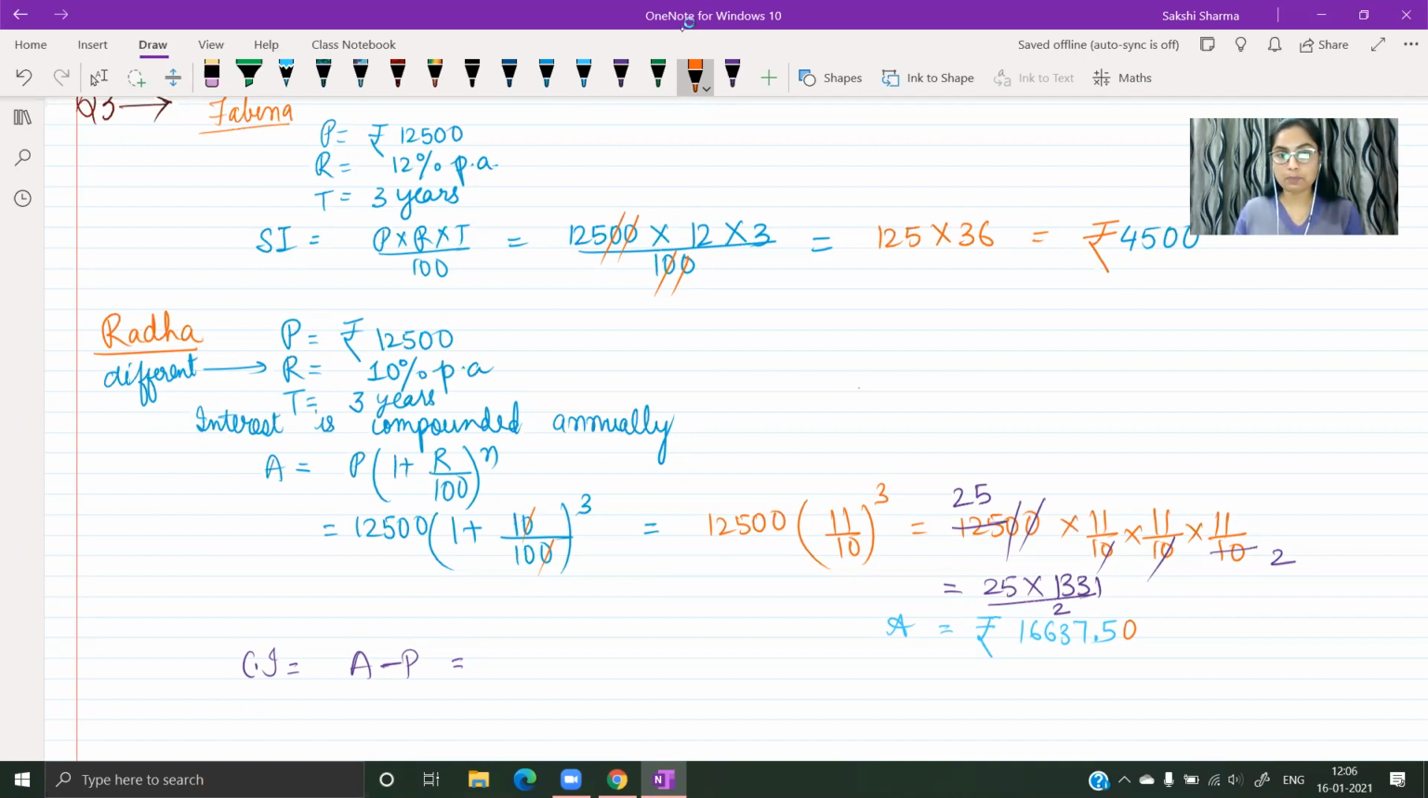Now find out the compound interest. The amount is 16637.50. From this, subtract the principal, 12500, writing it as a decimal number. Now look at the interest that Radha has to pay and the interest Fabina has to pay. Can you tell me who is paying more interest?